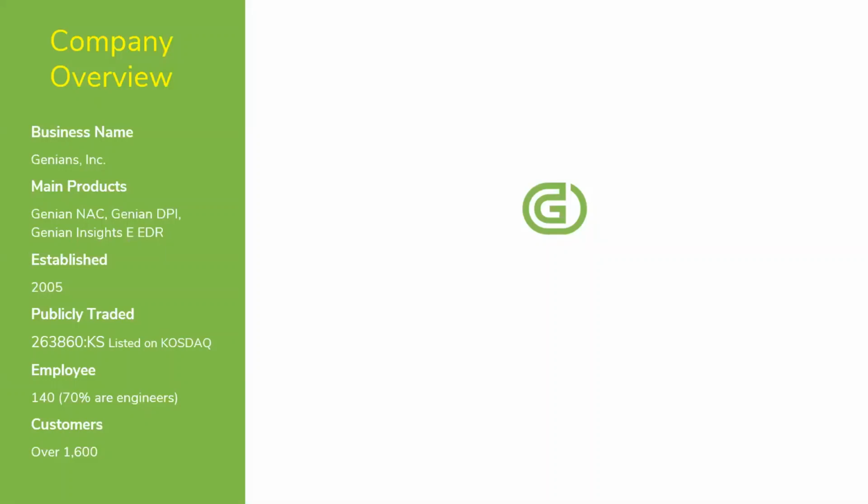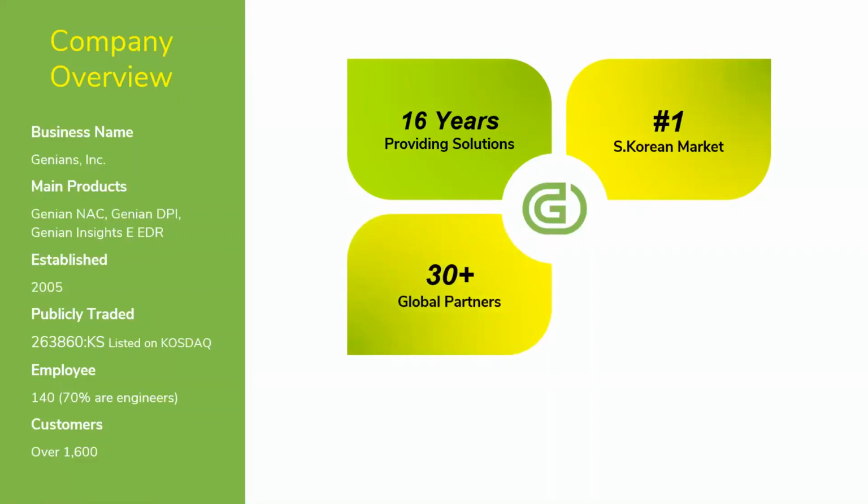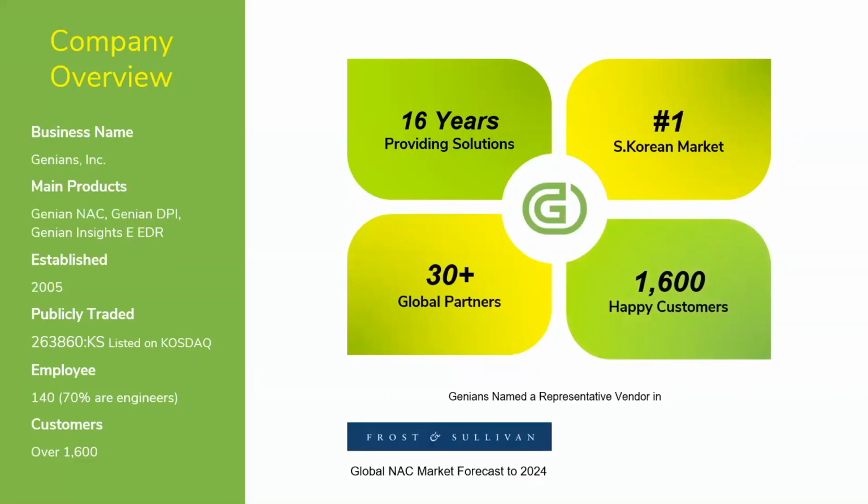It is a publicly traded company on the South Korean stock market. We have roughly 140 employees. We are very engineer-centric. We have over 1,600 customers globally. And for 16 years, we've been providing network access control solutions. Genians is #1 in the South Korean market for network access control and provides these solutions through 30+ global partners. We are also recognized by both Frost & Sullivan and Gartner.